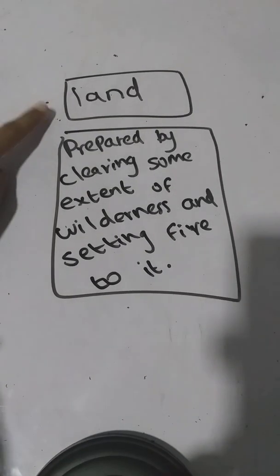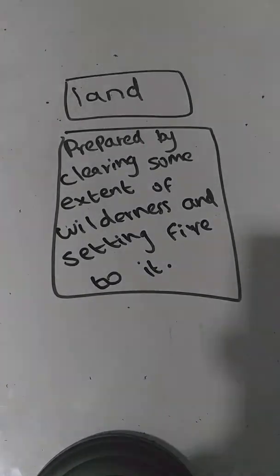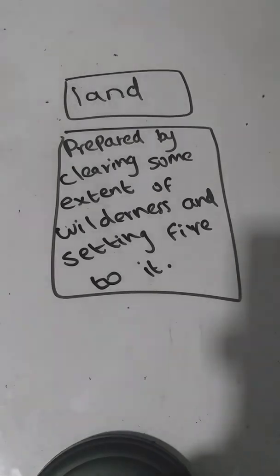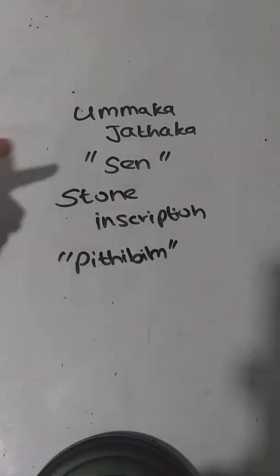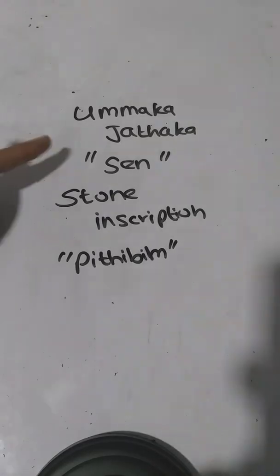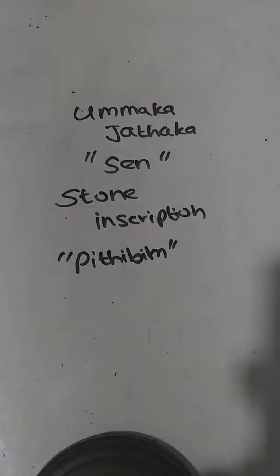A particular area of land prepared by clearing some extent of wilderness and setting fire to it is called a chena. So what is called a chena? A particular area of land prepared by clearing some extent of wilderness and setting fire to it is called a chena. In the Ummagga Jataka, chena cultivation is referred to as Sen, and in the stone inscriptions, chena cultivation is referred to as Pitibim.